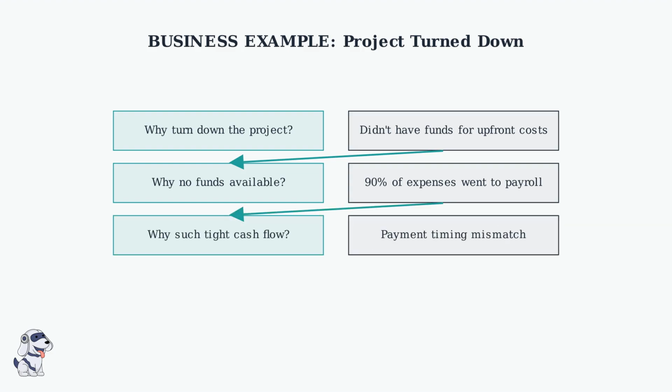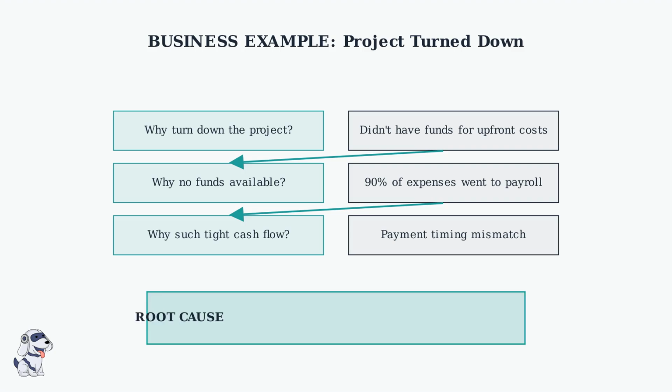Here's the root cause. Vendors are paid on net 30 terms, but clients pay on net 60, creating a 30-day cash flow gap. The root cause isn't lack of money, but a payment timing problem that can be solved by adjusting payment terms or securing a line of credit. These examples demonstrate how the 5 whys technique reveals underlying issues that aren't immediately obvious. The power of this technique lies in its systematic approach to uncovering root causes, whether in manufacturing, business operations, or any other field where problems need solving.